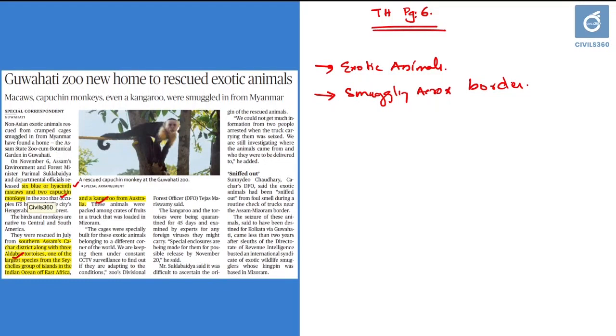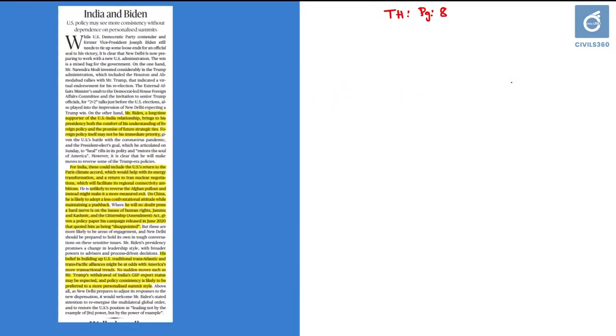You can quote it in a question related to protection of animals in mains as well. Okay. Next one is India and Middle. This is one of the important topics in recent days. That is India and US relations. This is very critical for India. For example, Indian H1B visas, and all these will be dependent upon these issues.